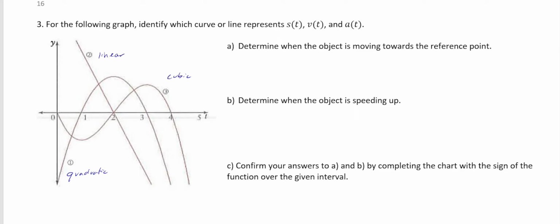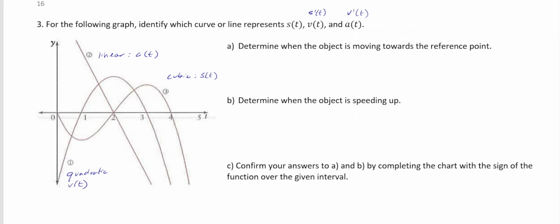Well, if I think about it, S at t to V at t, V at t is just the first derivative of S at t. And if I have a cubic, the first derivative of the cubic is a quadratic. So the cubic is going to be my S at t function, and my quadratic is going to be my V at t function. And recall that A at t is simply the first derivative of the velocity function. So if I look at my velocity function, quadratic, the first derivative of a quadratic is simply linear. So this right here is my acceleration function.